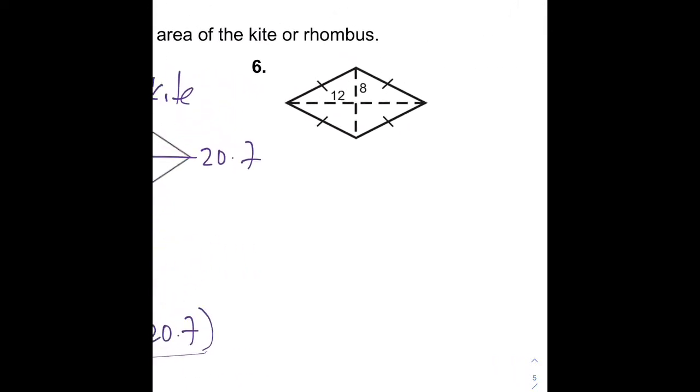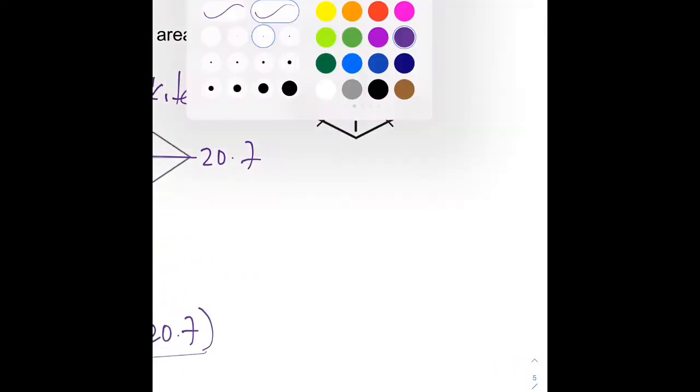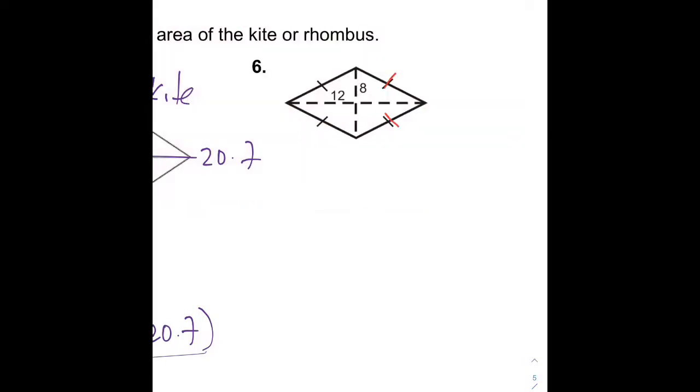Okay, in problem 6, I would notice that this is a 4-sided figure, and they have given me that all 4 sides are congruent, and that makes this a rhombus. And while I can use base times height, they didn't give me what those values were. So I can also use diagonal 1 times diagonal 2 divided by 2.